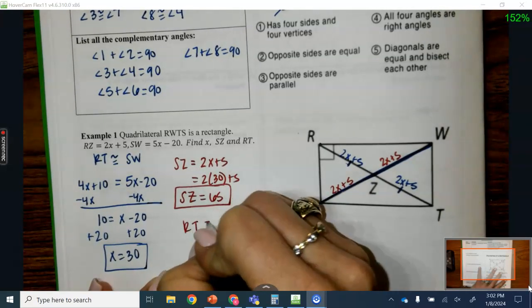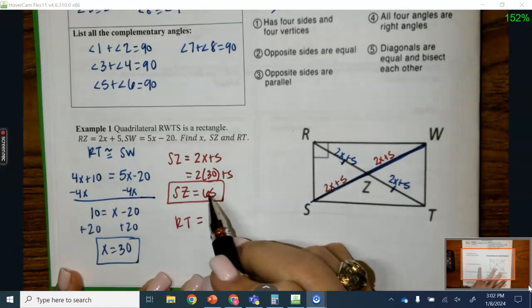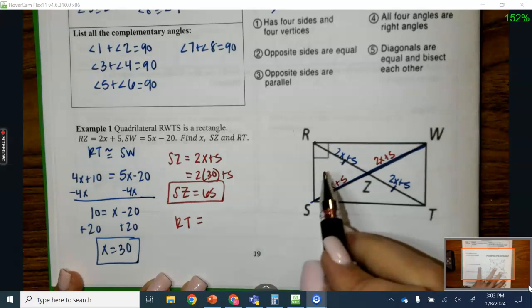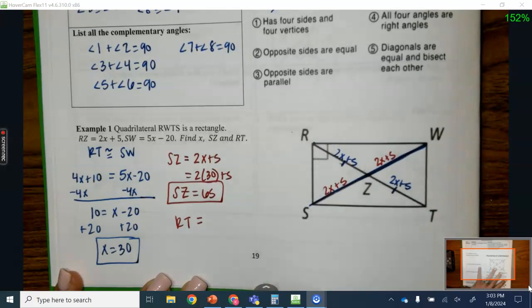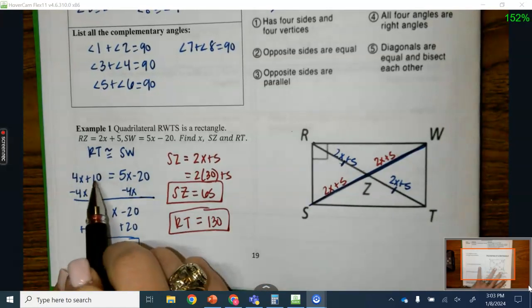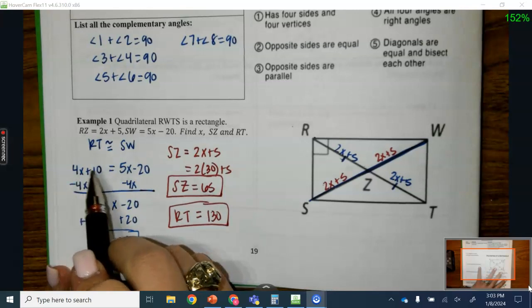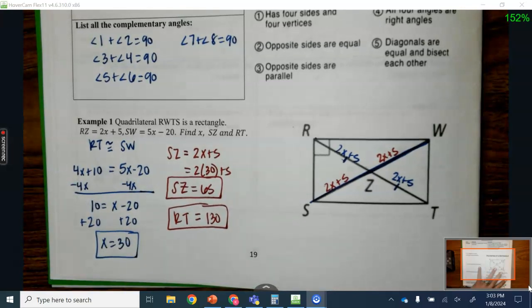RT is the entire diagonal, right? So we could, again, add together 65 and 65, right? Because this is 65, meaning this is 65, and I get 130. Or I could have plugged in x back in over here. 4 times 30 is 120, plus 10 makes 130.